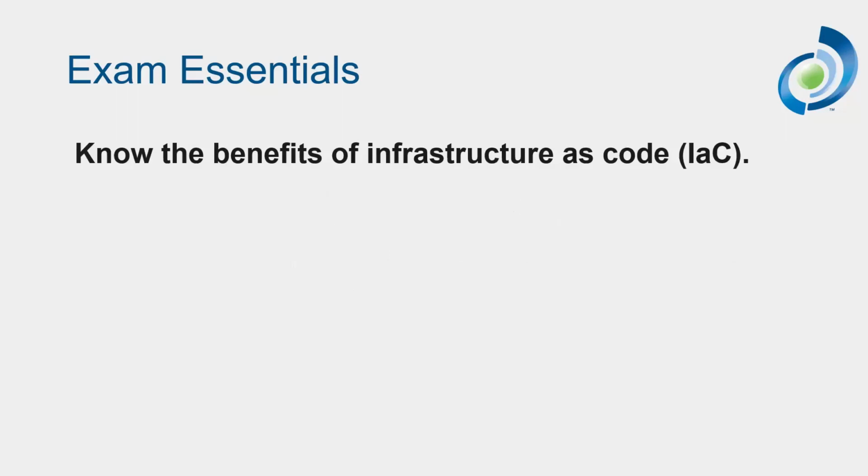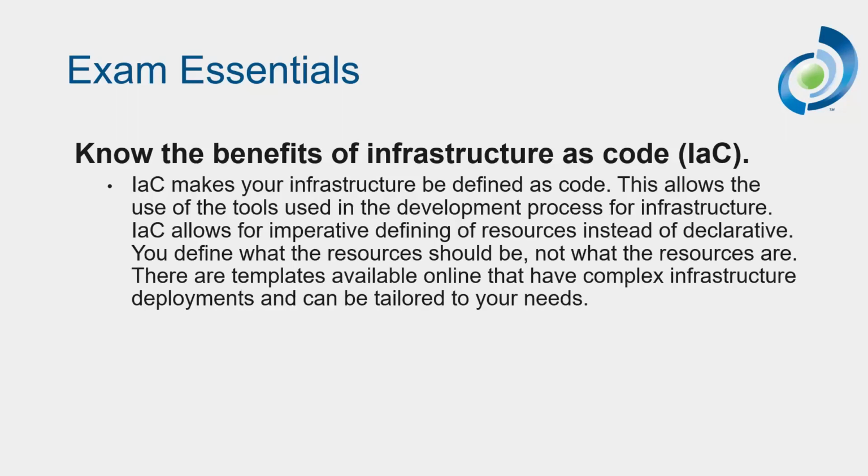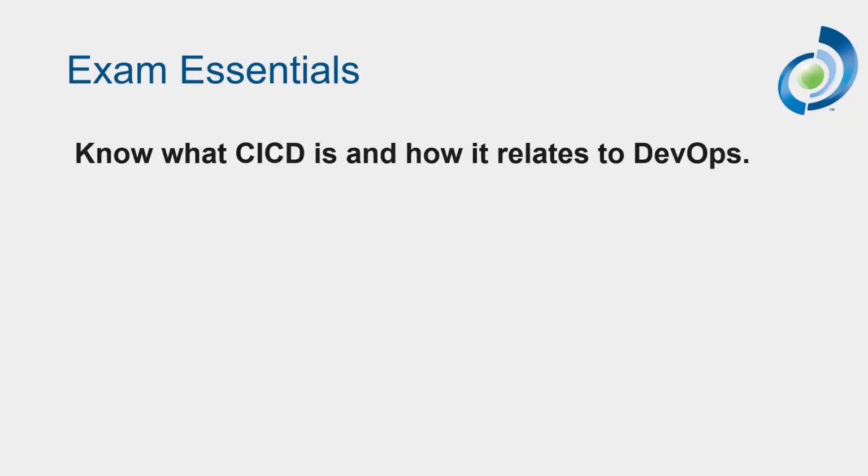Know the benefits of infrastructure as code, IaC. IaC makes your infrastructure be defined as code. This allows the use of tools used in the development process for infrastructure. IaC allows for declarative defining of resources instead of imperative. You define what the resources should be, not what the resources are. There are templates available online that have complex infrastructure deployments and can be tailored for your needs.